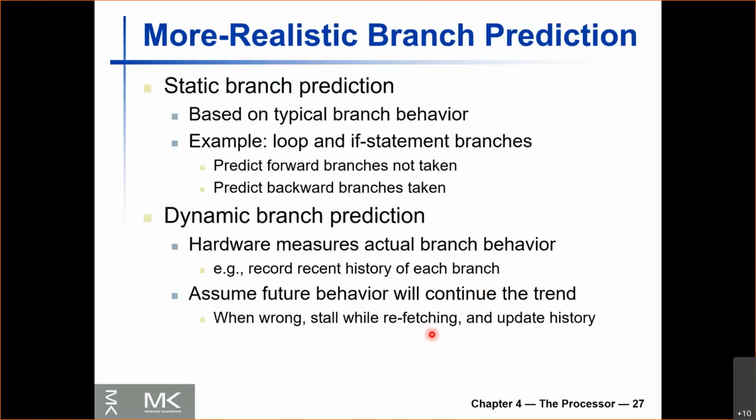Okay, is this clear to everyone? Any questions about control hazards and branch prediction?